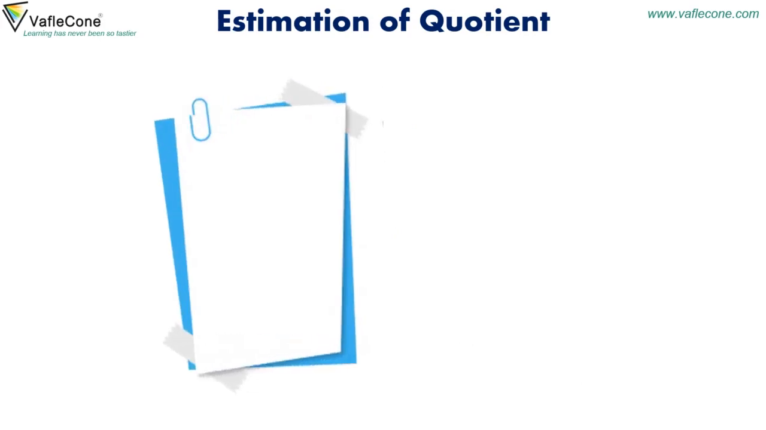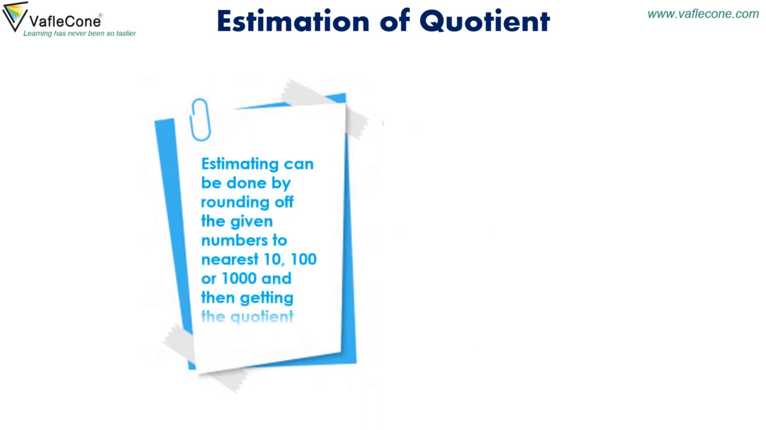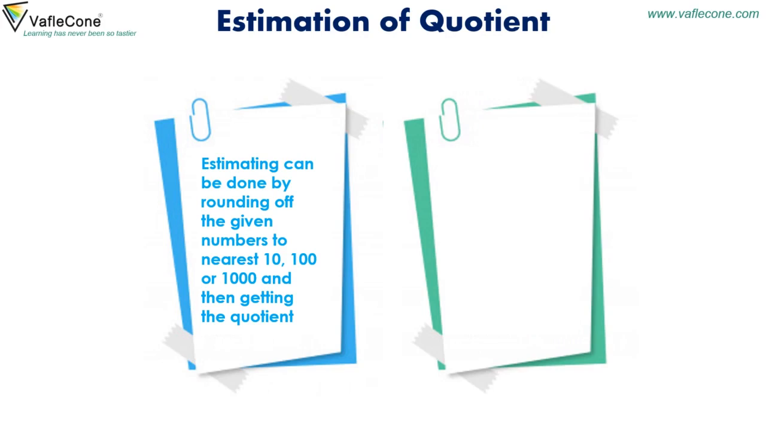Estimation of quotient. Estimating can be done by rounding off the given numbers to nearest 10, 100 or 1000 and then getting the quotient. For example, divide 53 by 8. Here, to divide 53 by 8, we round off 53 to 50 and 8 to 10. Now, 50 divided by 10 is equal to 5, which is the estimated quotient.